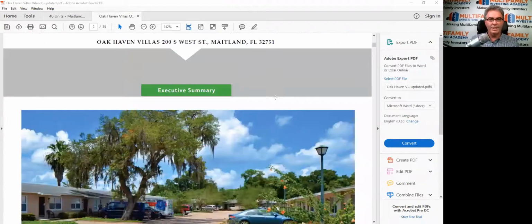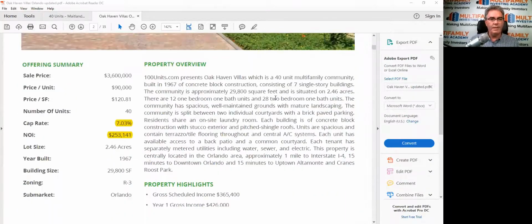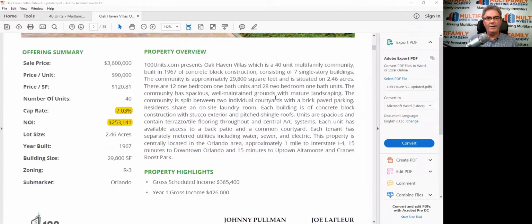Now, check this out. Scroll down a little bit more, and look at this. Here's the property information. Sale price, $3.6 million. Cap rate, 7. Net operating income, $253,000. Folks, we all know how we value multifamily property. It's a very simple formula. The price equals the NOI over the cap rate. Boom, done, nailed it. Did that in first grade. Know how to do math.